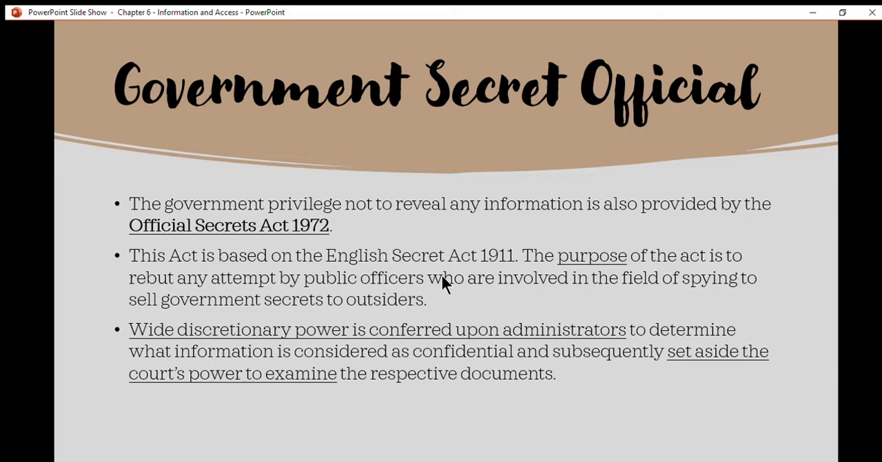So this statute is very important in order to avoid any attempts by public officers for selling the government's secret documents to others. The discretionary powers are conferred upon administrators to determine what information is considered as confidential and subsequently set aside the court's power to examine the respective documents. So based on these statutes, the power is not given to the court anymore. But the power to determine whether it is confidential or not, whether it can be disclosed or not, is given to the administrators. In other words, given to the executive.